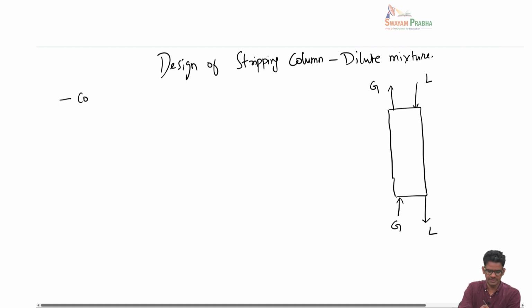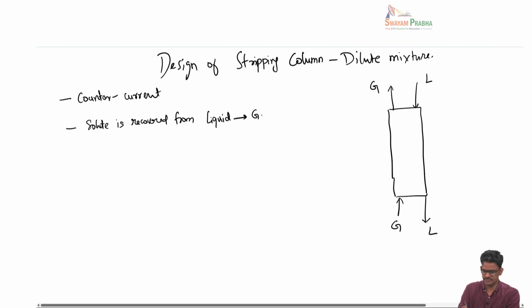So note that we are still doing this counter current operation. Counter current, solute is recovered from liquid to gas. Okay, this is what we call as a stripping.